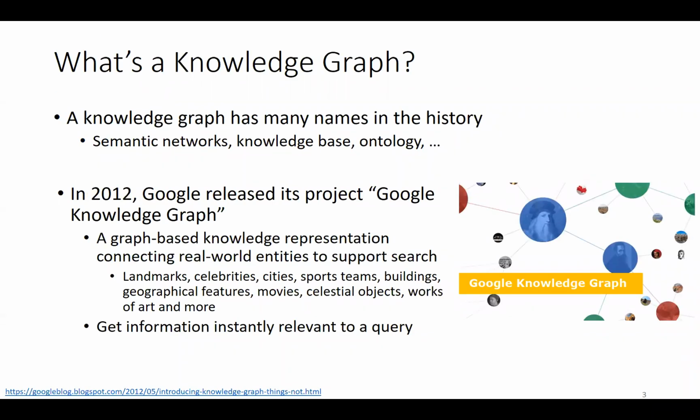So first of all, what is a knowledge graph? A knowledge graph may have different names. For example, semantic networks, knowledge base, or ontology. The term knowledge graph was officially used by Google in 2012. It has been used to support many search queries such as entity fact-checking and question answering.